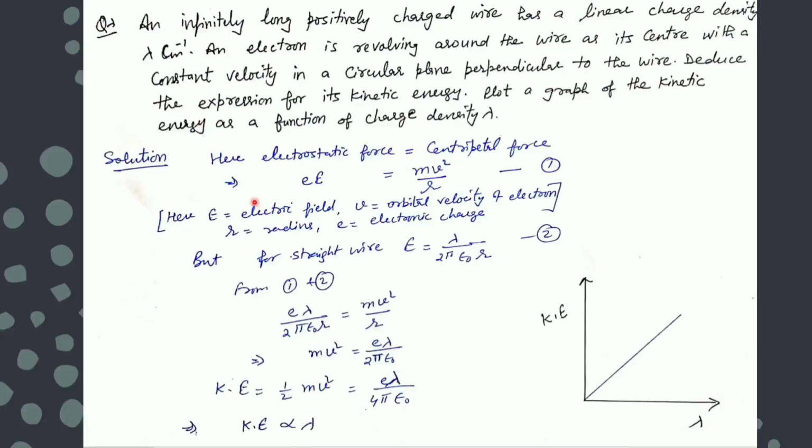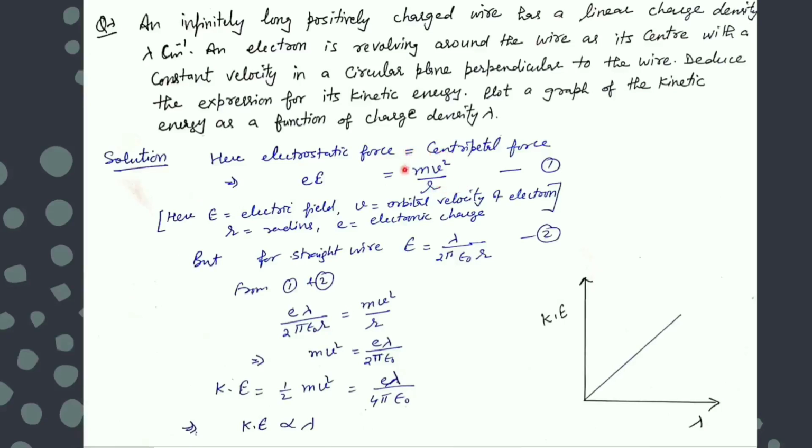So the concept you will be using here is that when a charge is moving around the wire, the force between the two charges, that is the electrostatic force, will be providing the centripetal force, because the electron wants to move in the circular path. The electron is having some charge. That long positively charged wire is also having some charge. So the force between the charges will be the electrostatic force.